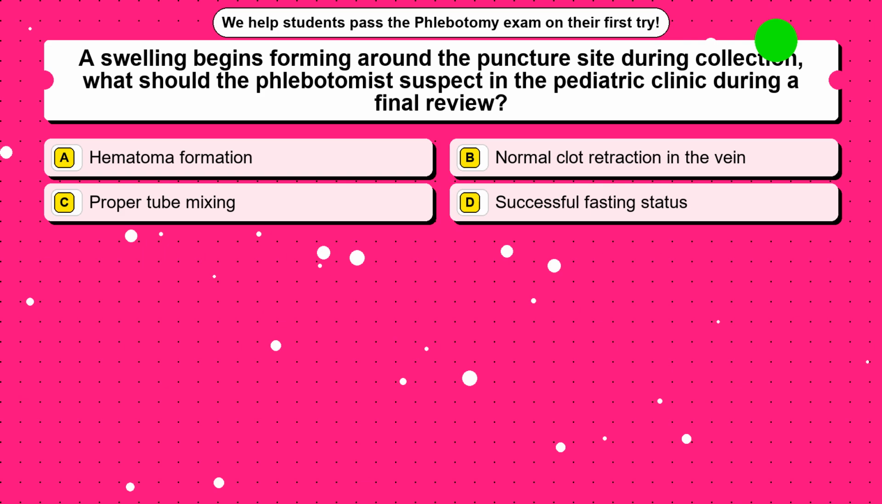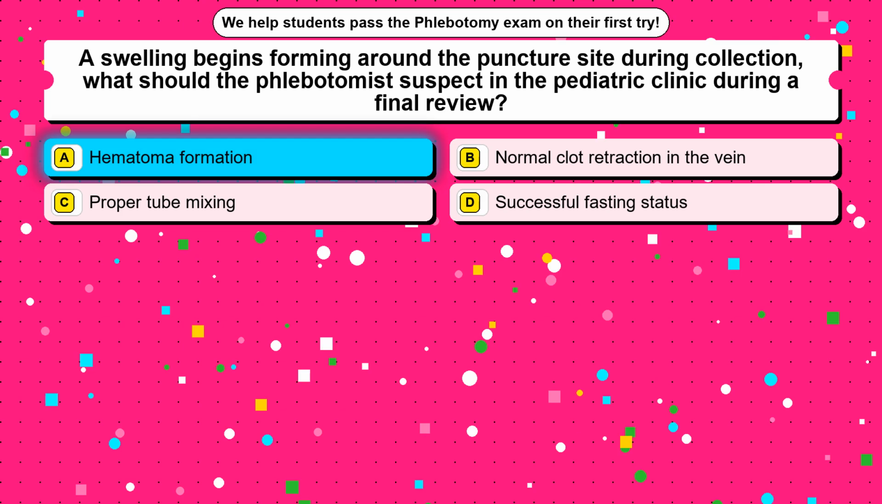Question 46. A swelling begins forming around the puncture site during collection. What should the phlebotomist suspect in the pediatric clinic during a final review? Option A. Hematoma formation. Option B. Normal clot retraction in the vein. Option C. Proper tube mixing. Option D. Successful fasting status.